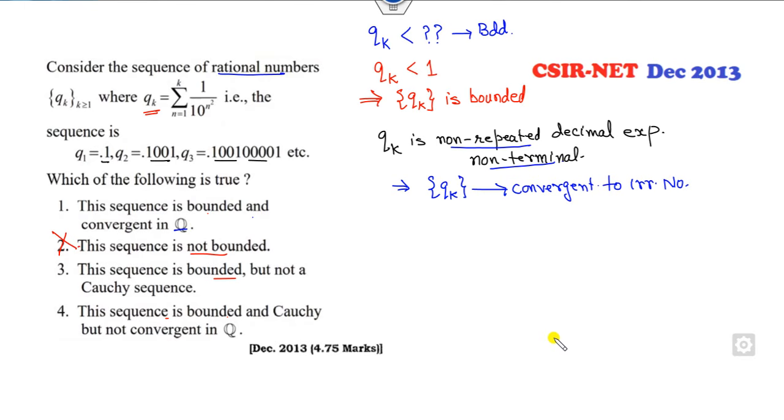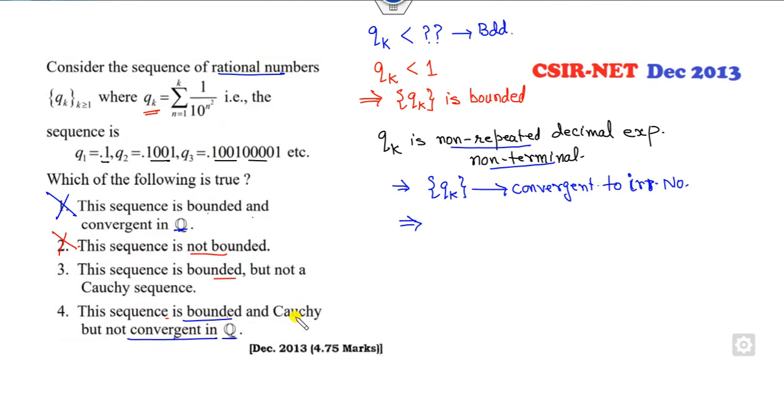Fine. Now how can you say it's an irrational number? So what is the meaning of that? Q is not irrational, so this option is cancelled out. It is not convergent in Q, because it's convergent to an irrational number. So that's a correct statement.